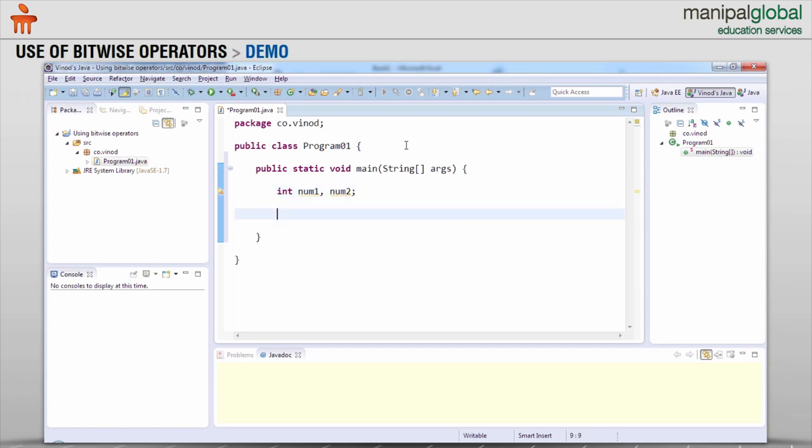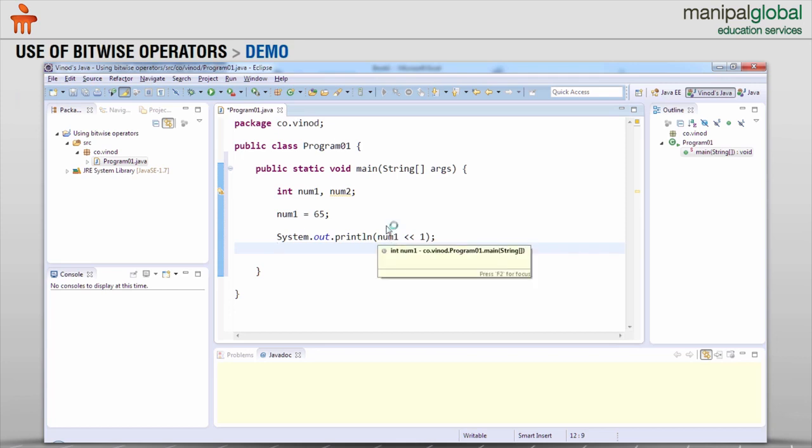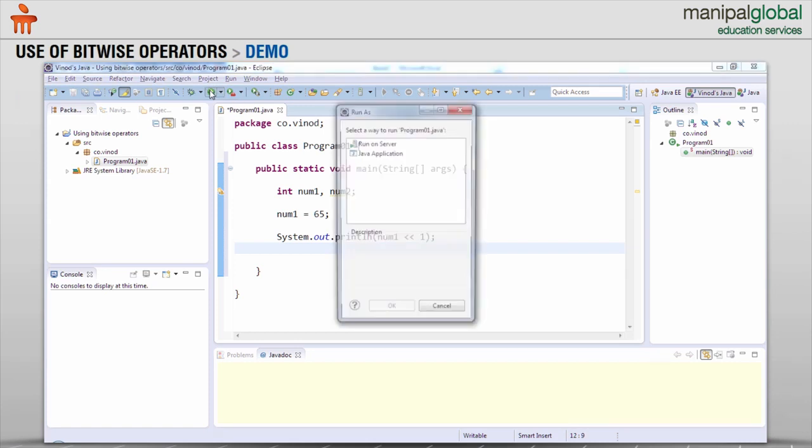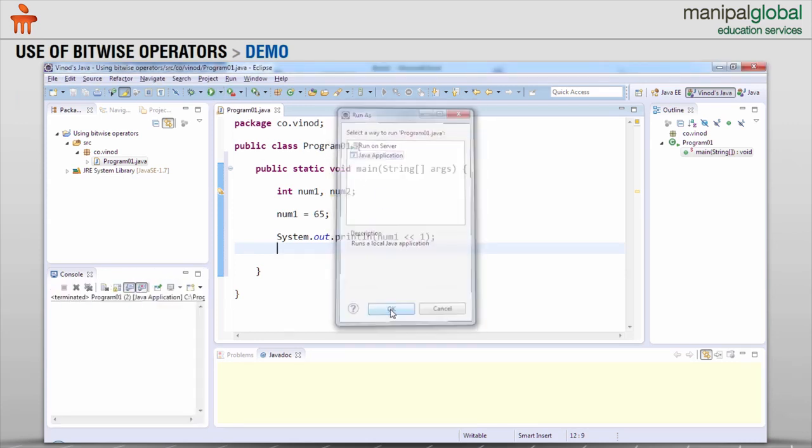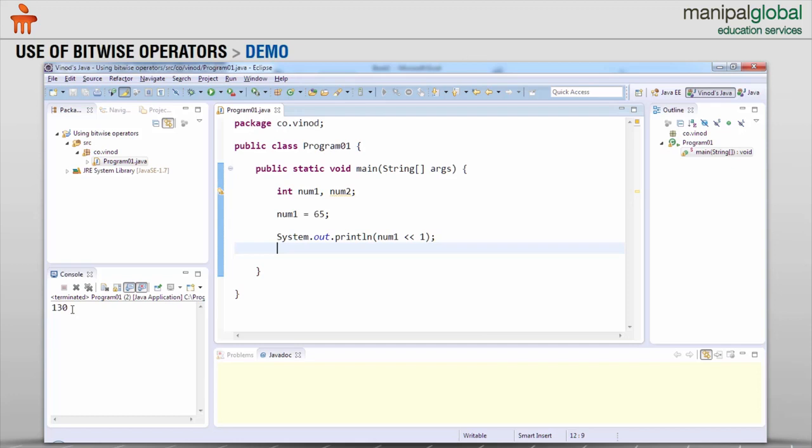Now let's give some value to num1. Let's say it is 65. And then we will use an operator called a shift operator to see what happens. So let's say sysout num1 << 1. First we'll see what is happening, and then we'll try to understand what's going on there. So I'll execute as Java application, and it gives me a number 130.